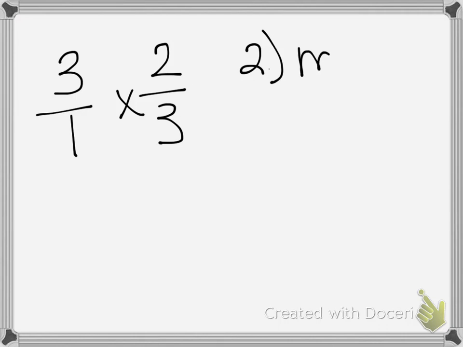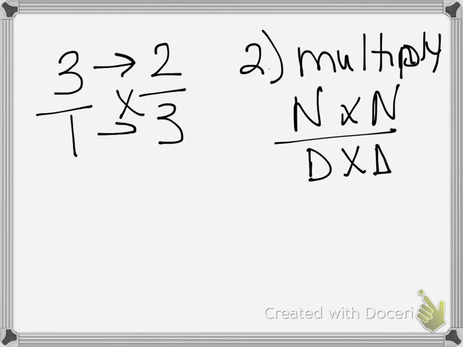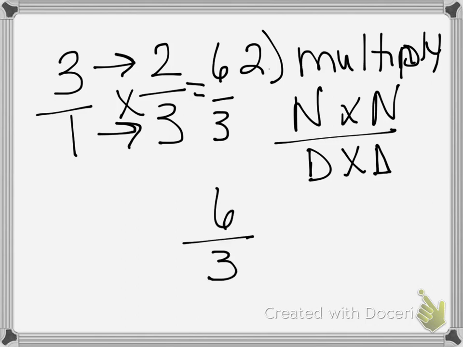Step number 2, here we are, 3 over 1 times 2/3. Step number 2 says multiply the numerator times the numerator and the denominator times the denominator. So we're going to multiply straight across. 3 times 2 is 6. And 1 times 3 is 3. Now we have 6/3. Let's move over to step number 3.